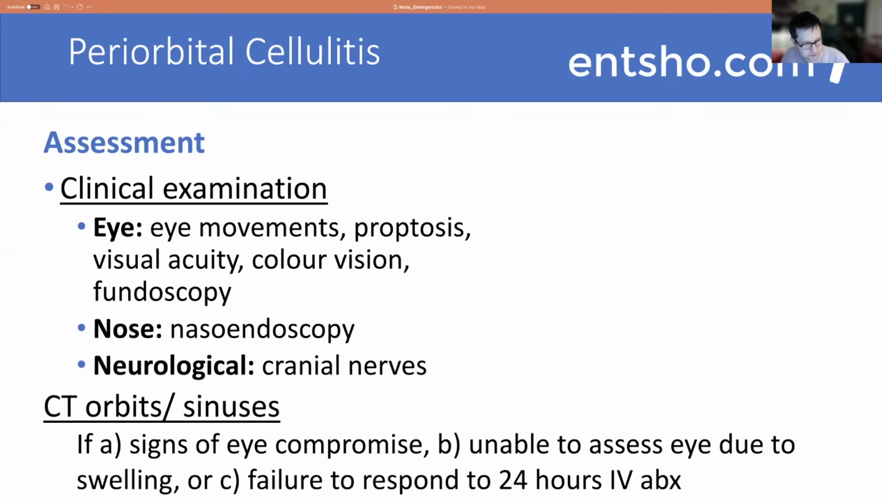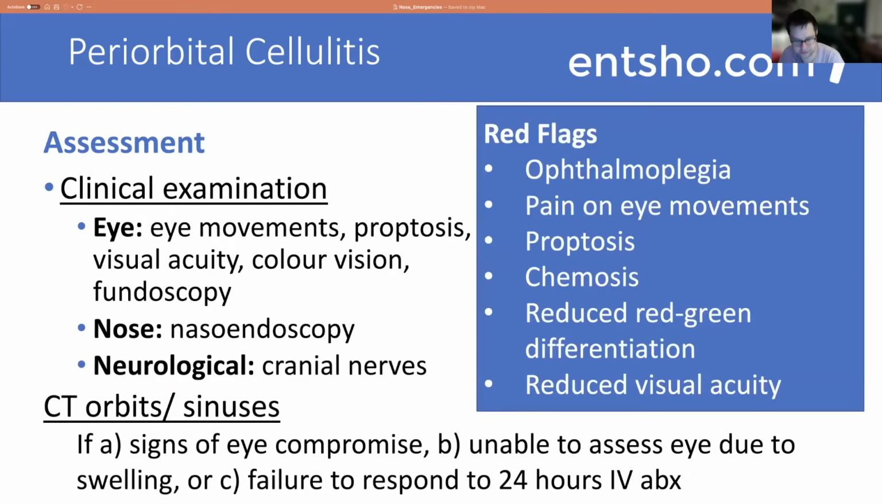The indications for doing a scan are if any of those signs are positive, so it looks like there is evidence of compromise to the eye, or indeed if you can't assess it clinically, then you need to assess it radiologically. And even in those patients who may not meet those criteria initially, if there is failure to improve on initial treatment, that would be another indication to consider a CT scan of the orbits and sinuses. And we've largely gone through this really. These are the things that you'd be looking for that would make you concerned.